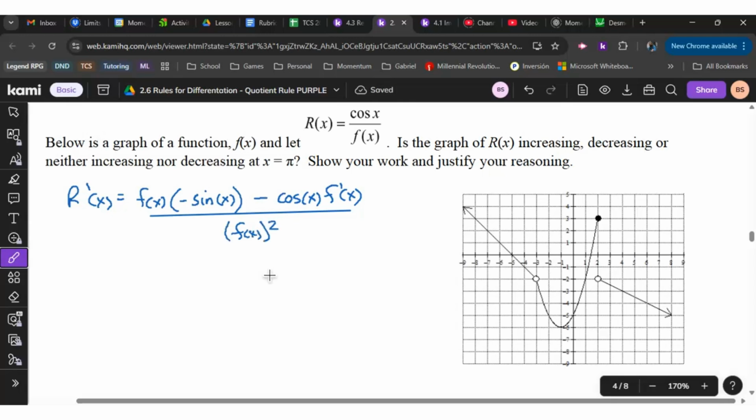Okay? Now from there, we need to figure out what sign the derivative is at pi. So the key here, guys, is to realize I just need the sign. I don't need the exact value. It's not asking me what the derivative is. It just wants to know increasing, decreasing, or neither. So when I'm finding r prime of pi, I don't need to know if it's negative 4. I just need to know it's negative.